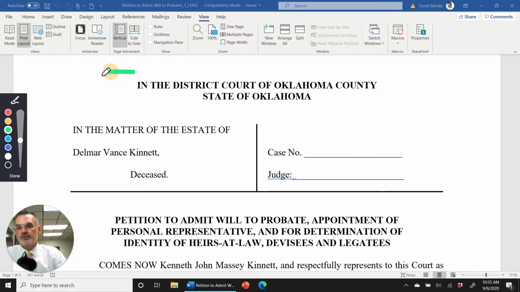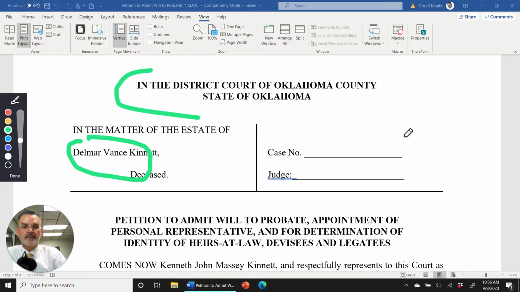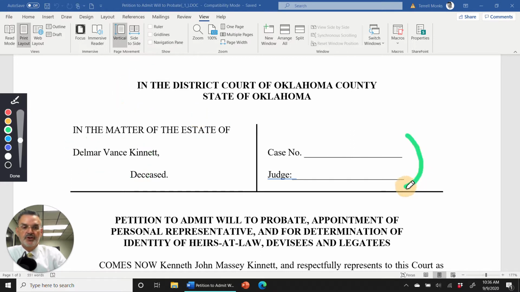For those of you who are not attorneys, this is considered the case style. That stays the same throughout a case. You identify the name of the decedent. You identify the court that you're going to be in. And then since you're drafting a petition, you won't yet know the case number and judge, but you will leave a place to put that information when the time comes. Below that, you're going to identify what you're asking the court to do in this particular petition.